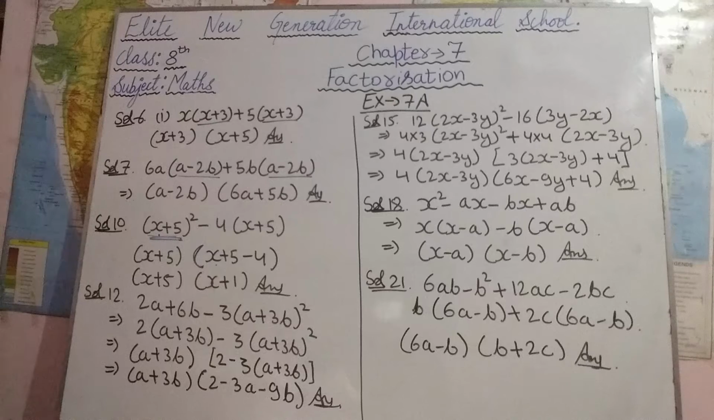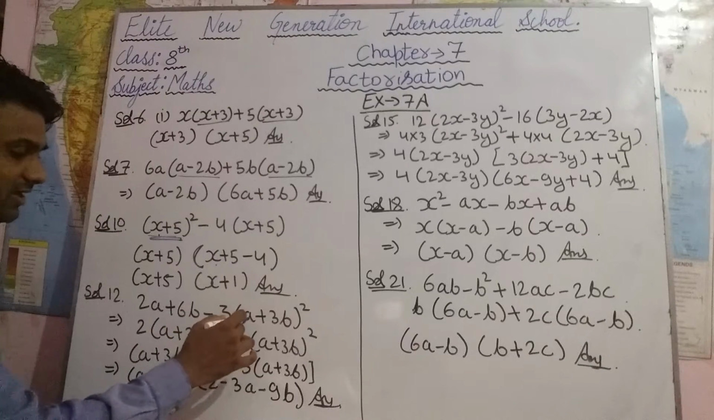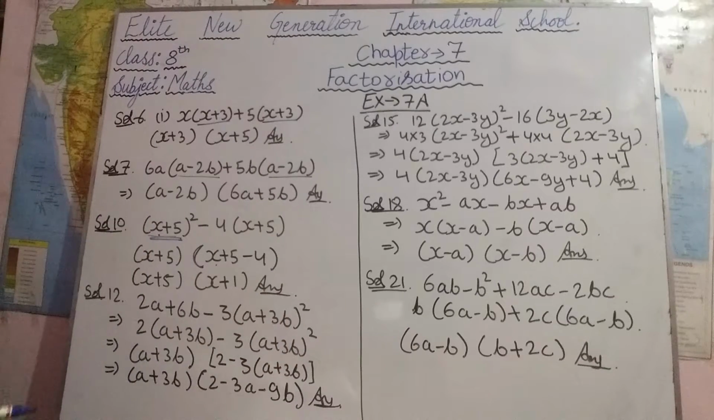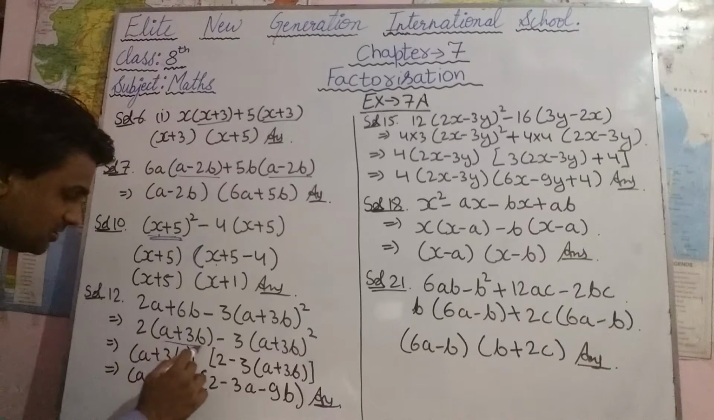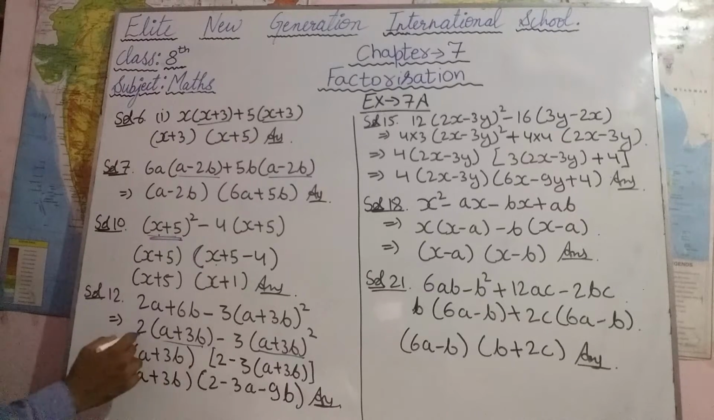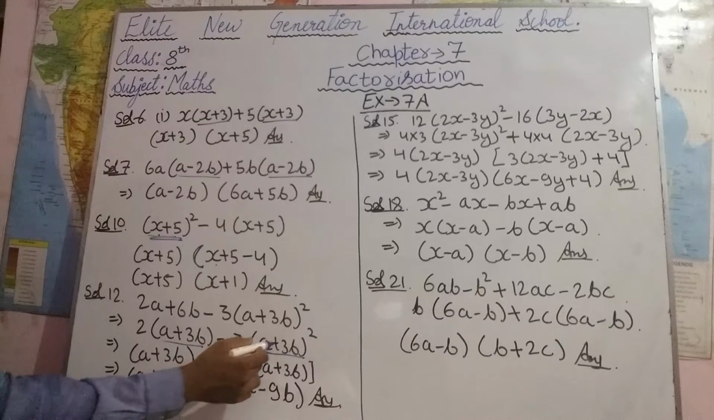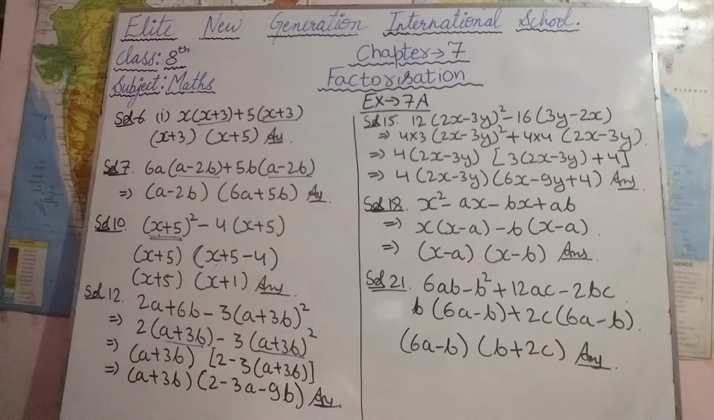Now after this, see question number 12. In question number 12 we have 2a plus 6b minus 3 in bracket a plus 3b whole square. So first of all we can take 2 as common from 2a plus 6b. So when we take 2 common, it will be a plus 3b. Now we have a plus 3b and here a plus 3b square. So we can take one a plus 3b as common. So here 2 will be left and here minus 3 and a plus 3b will be left, because here is a square, we can take one common.